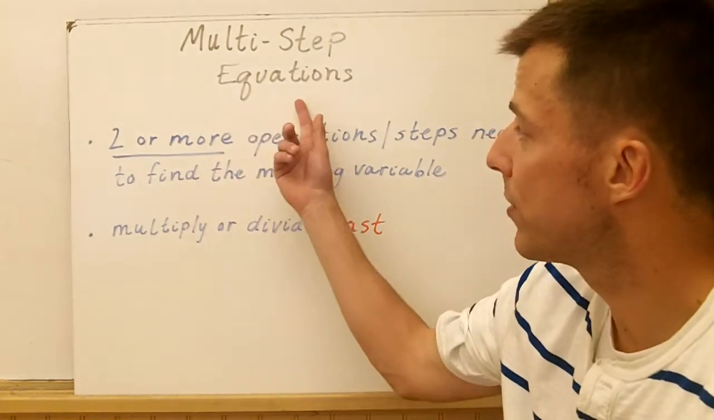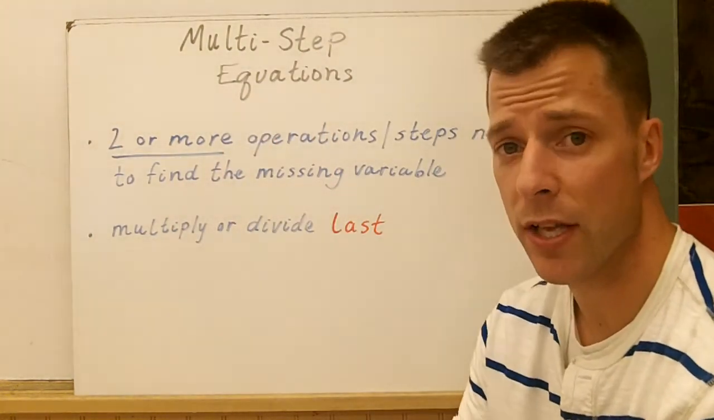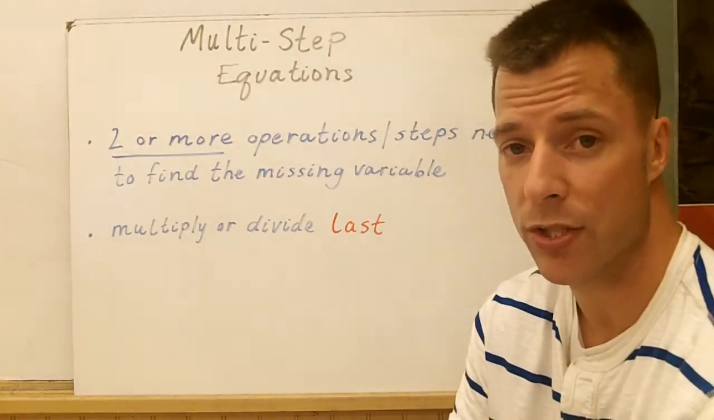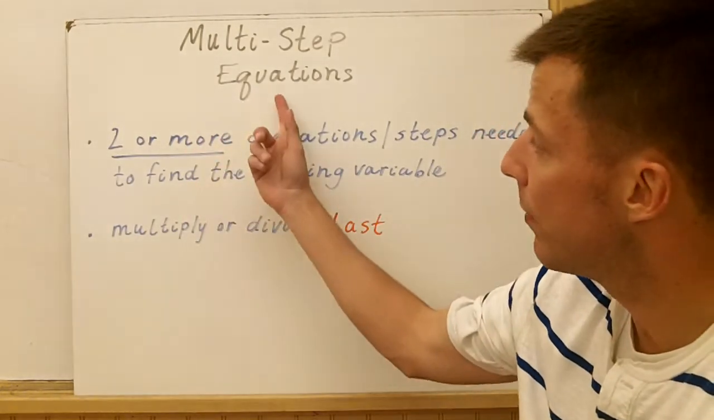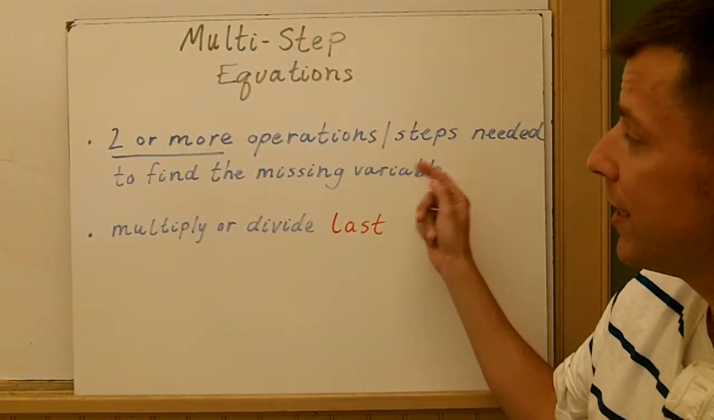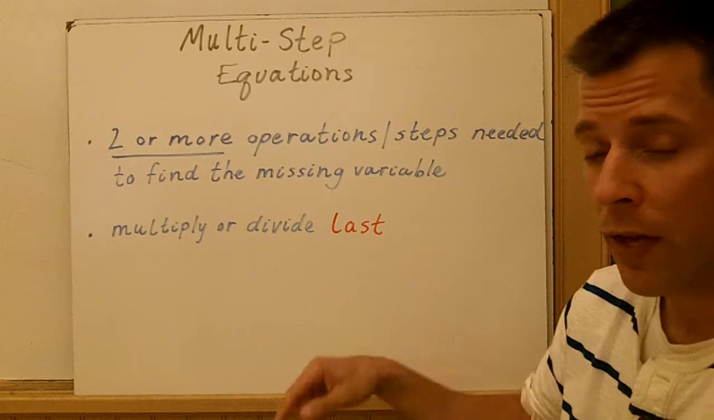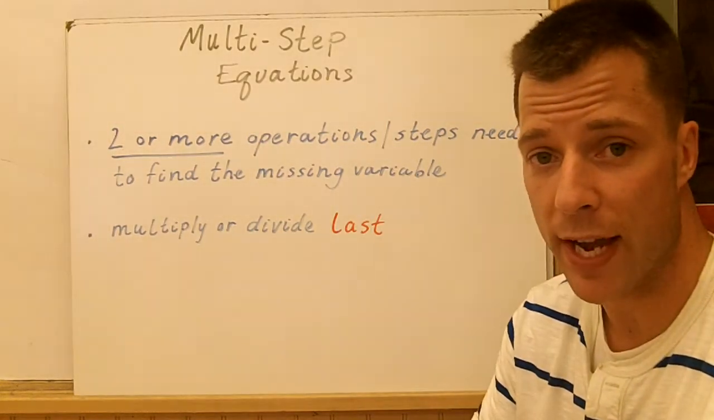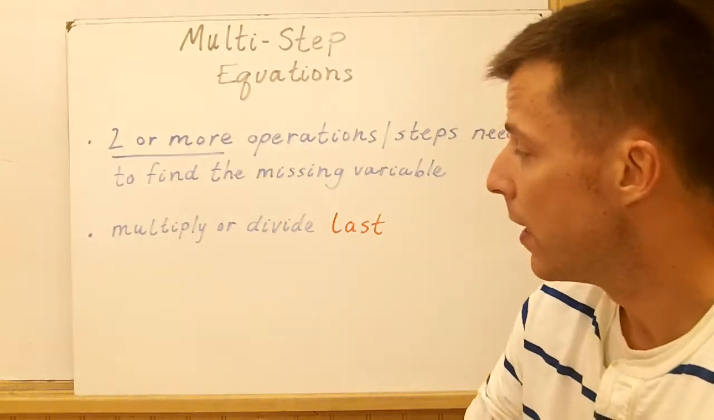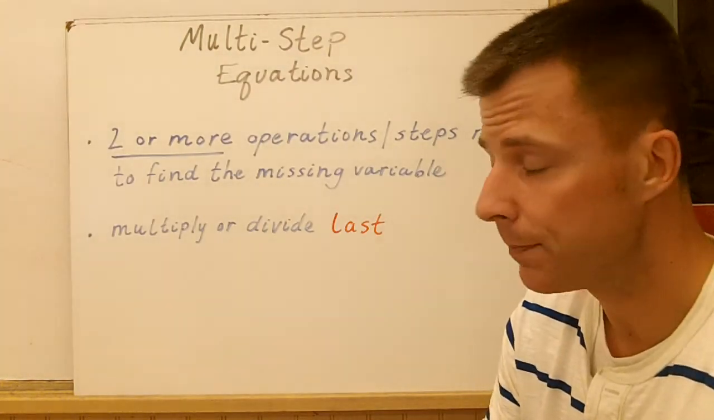Alright, today we're going to talk about solving multi-step equations. In the first video we looked at one-step equations and there was one operation that you saw. In this case, when we look at multi-step equations, there are two or more operations or steps needed to find your missing variable. Most likely it's going to be a combination of adding and multiplying, or adding and dividing, or subtracting and multiplying. But there's at least two operations there.